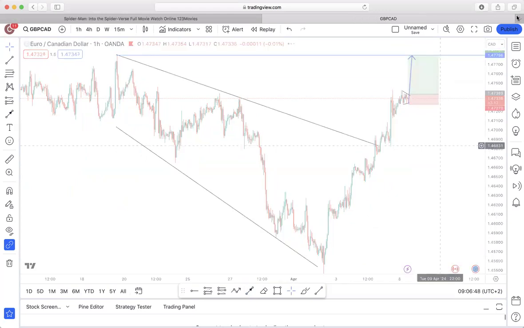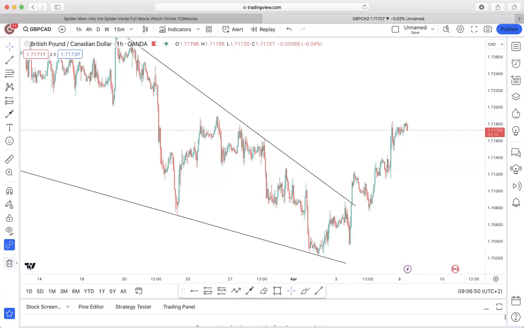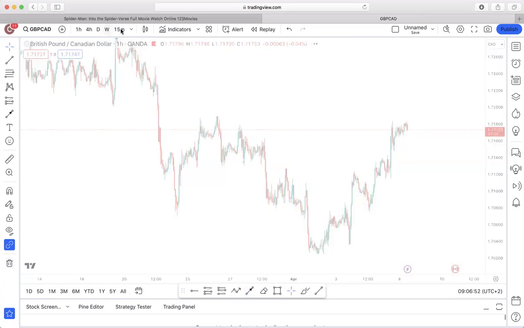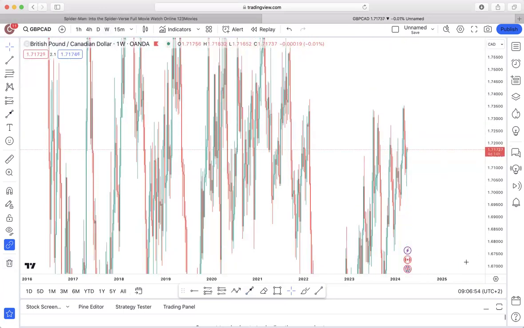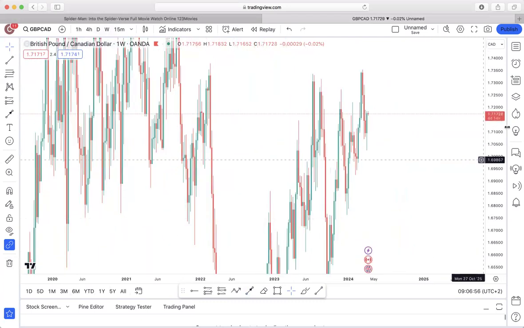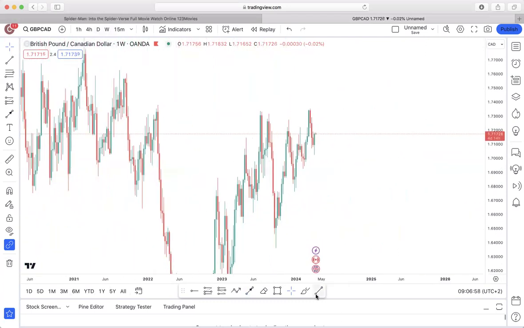And now for our final pair, which is the Great British Pound over the Canadian Dollar. Let us jump into our higher time frame and begin our analysis. On the weekly time frame, we did see price coming from this heavy impulsive move up, giving us this overall corrective structure.